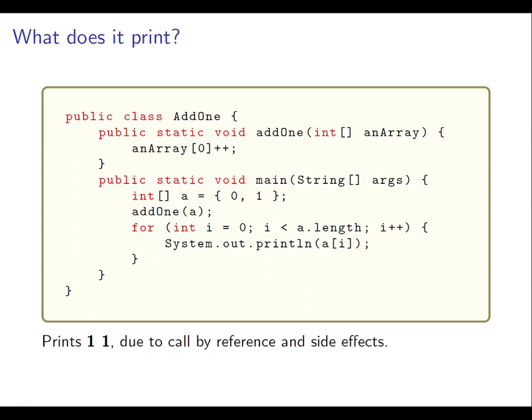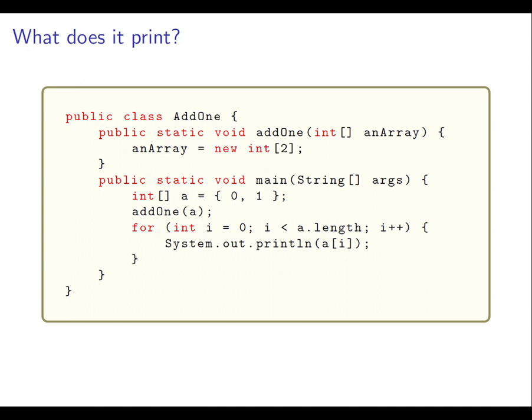It's going to print 1, 1 due to call by reference and side effects. So we passed the array reference A into the add1 function, and because only the reference was copied and the two things were actually references to the very same array on the heap, the incrementation that was done in the add1 function was indeed able to side effect the array as seen from the main function.